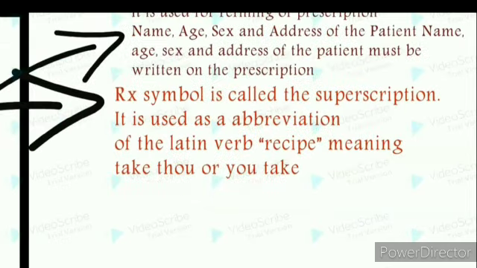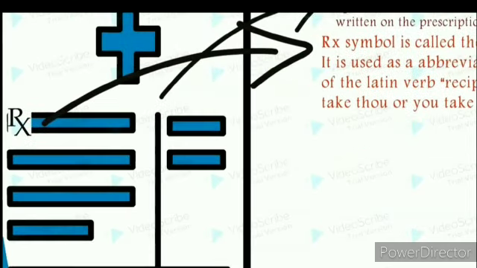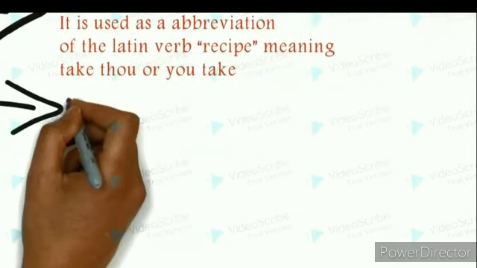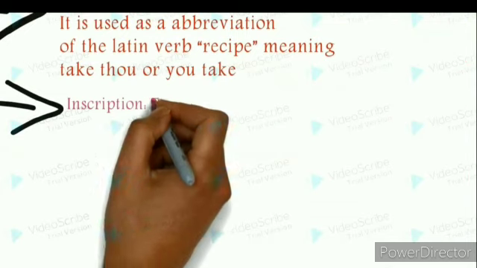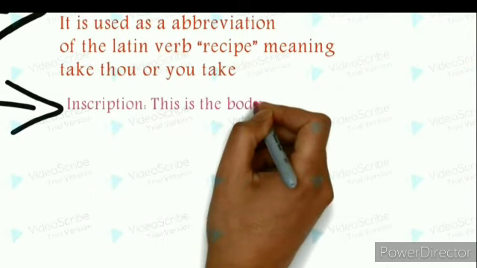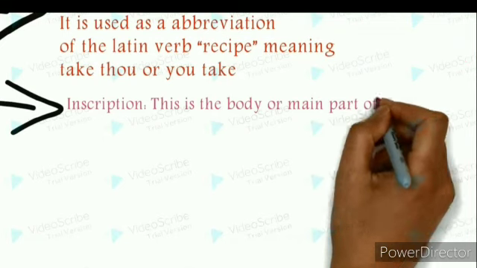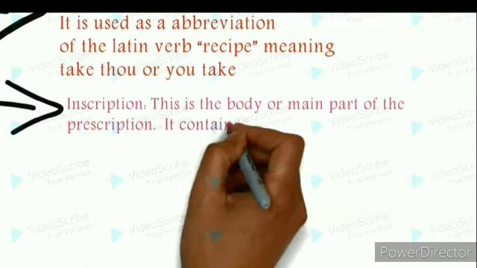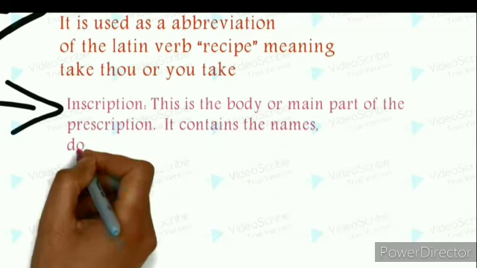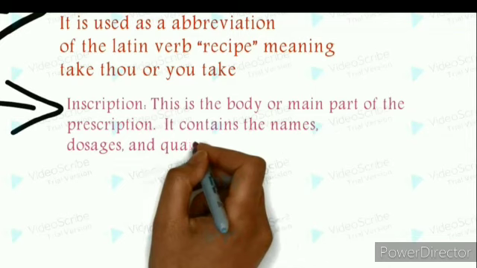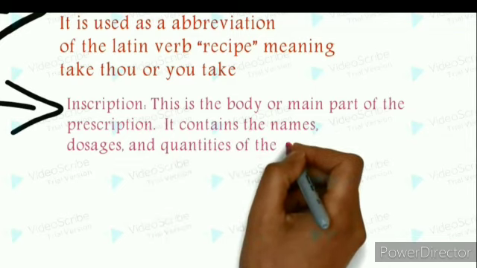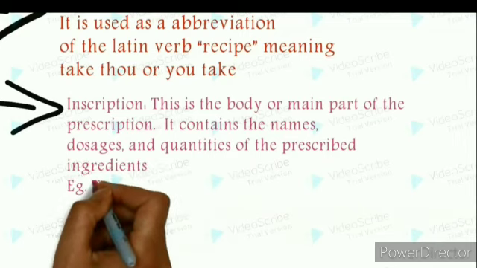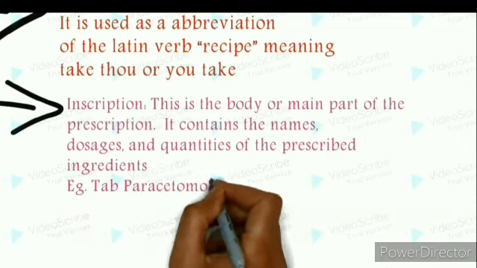Next part of prescription is inscription. This is the body or main part of prescription. It contains the names, dosage and quantities of the prescribed ingredients, that is medicament, for example tablet paracetamol 500 milligram.